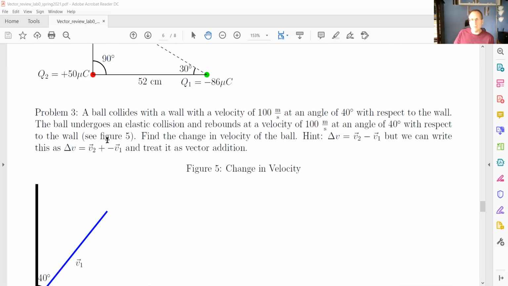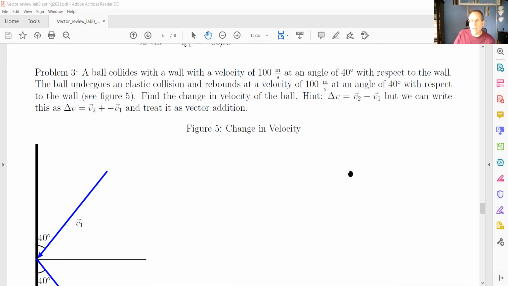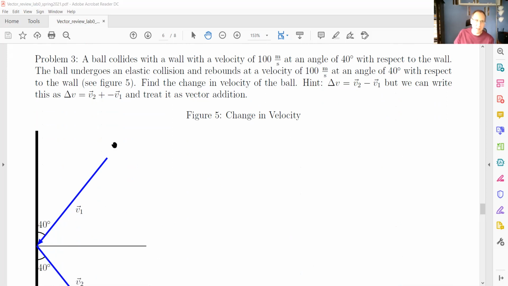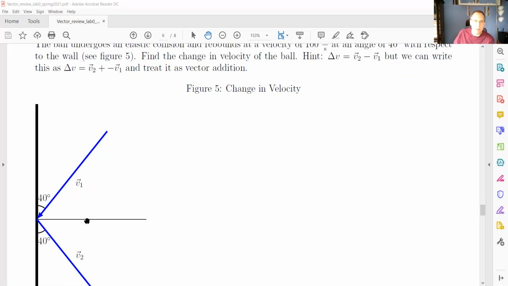Problem 3 is another vector problem, our second vector problem. It says a ball collides with a wall with a velocity of 100 meters per second at an angle of 40 degrees with respect to the wall. So here's the incoming ball, right? So here's the velocity. This magnitude is 100 meters per second, and the angle here is 40 degrees. It rebounds off of the wall, and it's an elastic collision. So it comes off also at 100 meters per second and at 40 degrees.